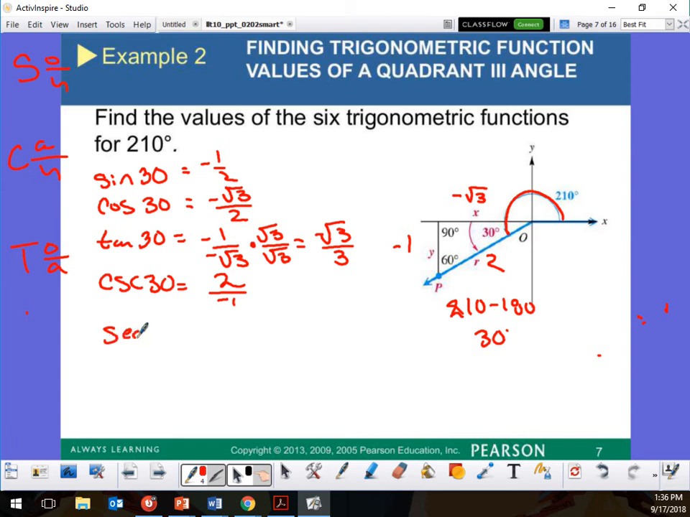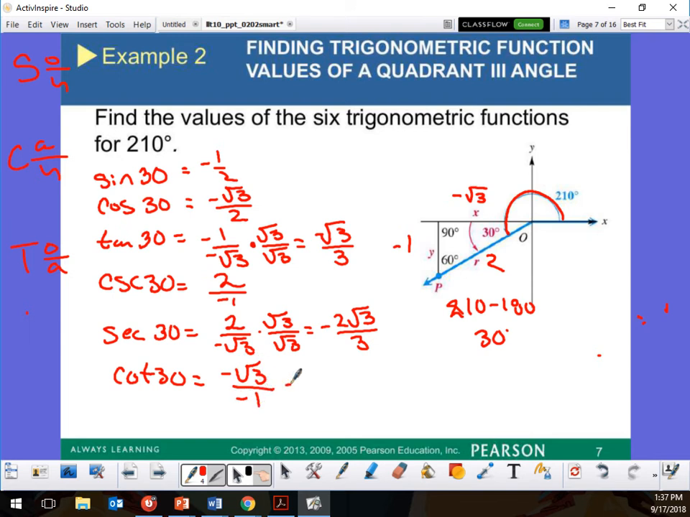Next one's going to be secant 30. Secant 30 is going to be what over what? 2 over negative rad 3. Very good. Rationalize: negative 2 rad 3 over 3. And my last one's cotangent. Cotangent's the reciprocal of tangent, so it's negative rad 3 over negative 1, which just gives me a positive rad 3.